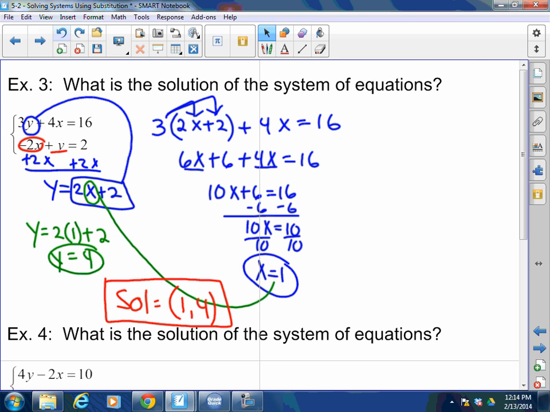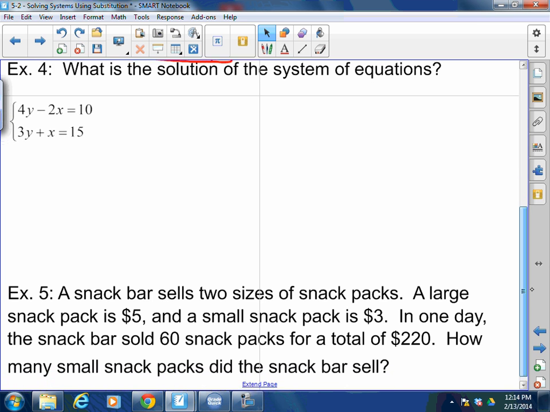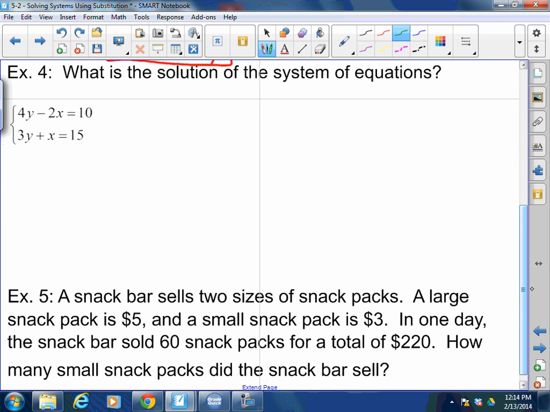Thank you. Okay, let us continue. What is the solution of the system of equations? What is the easiest variable to solve for here? The x in the second equation, yes. So I subtract 3y from both sides. X equals negative 3y plus 15.